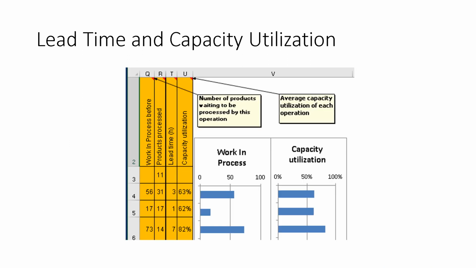Lead time in column T for each process step is the average time it takes for an item to be processed in that step, including the waiting time due to the WIP in front of it. Capacity utilization in column U is the average percentage time the workstation has been operating since the start of simulation based on its theoretical capacity. WIP in column Q and capacity utilization in U are shown on bar charts on the right.